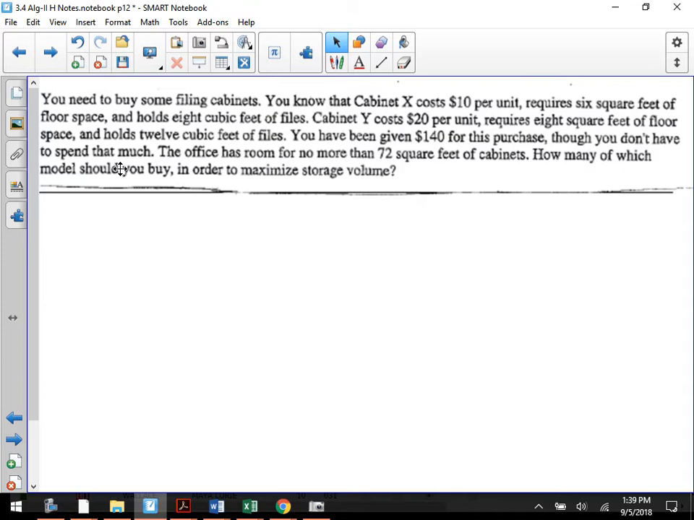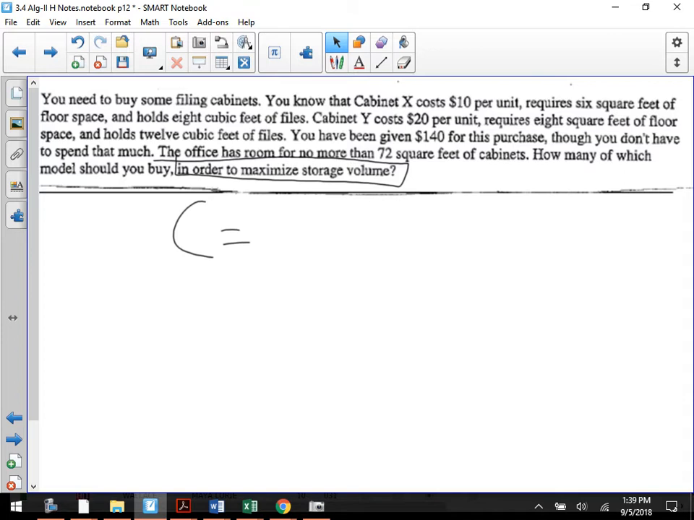What's your objective? Maximize storage volume. So in this problem, there was something about storage volume. It said cabinet X stored this much, cabinet Y stored so much. That's your objective function. What's the objective? Maximize storage. We wrote objective functions. They were written out as C equals something. The two things they're talking about, X's and Y's, cabinet X, cabinet Y.